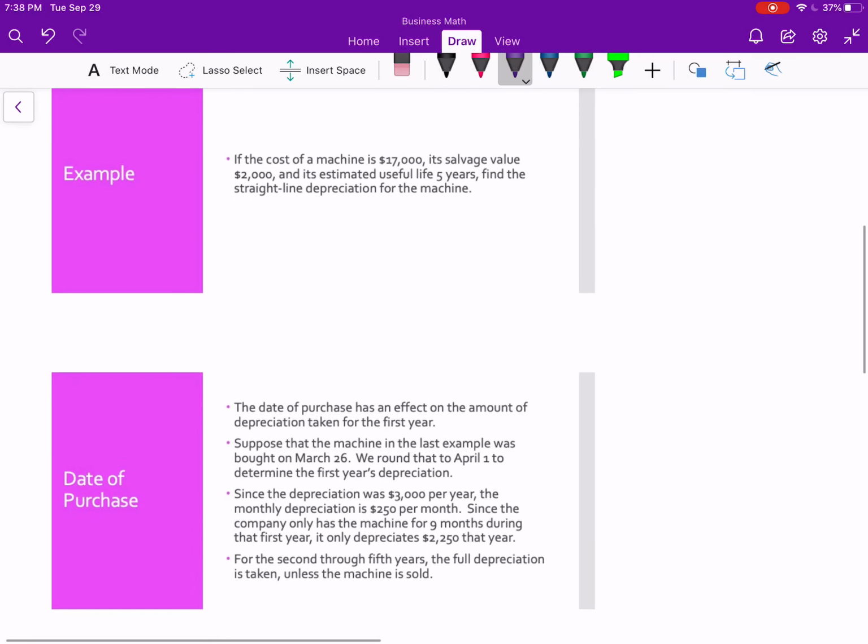So the date of purchase actually matters when we're doing straight line depreciation. It matters only for the first year. So suppose the machine in the last example was bought on March 26th. We round that to April 1st to determine the first year's depreciation. So when we're taking the month, take the date and round it to the nearest first of the month. So for example, if we had bought it on March 10th, we would round that to March 1st instead of April 1st.